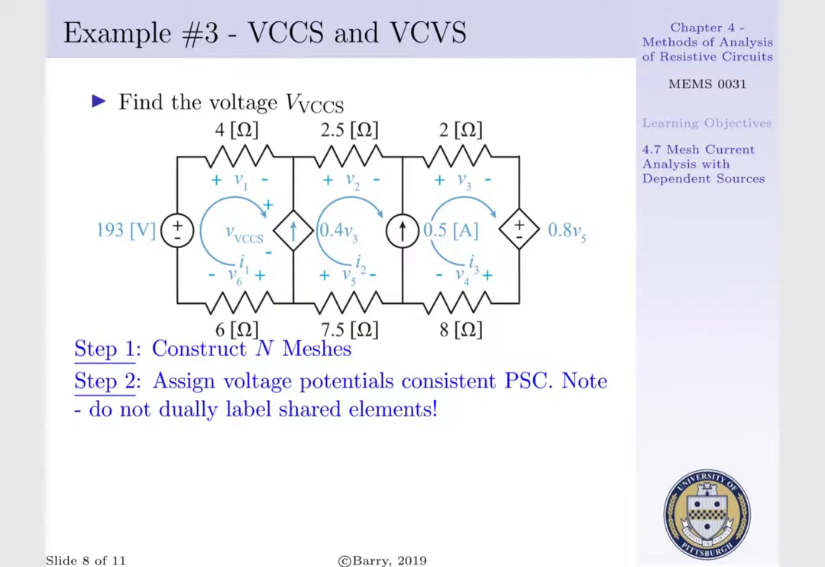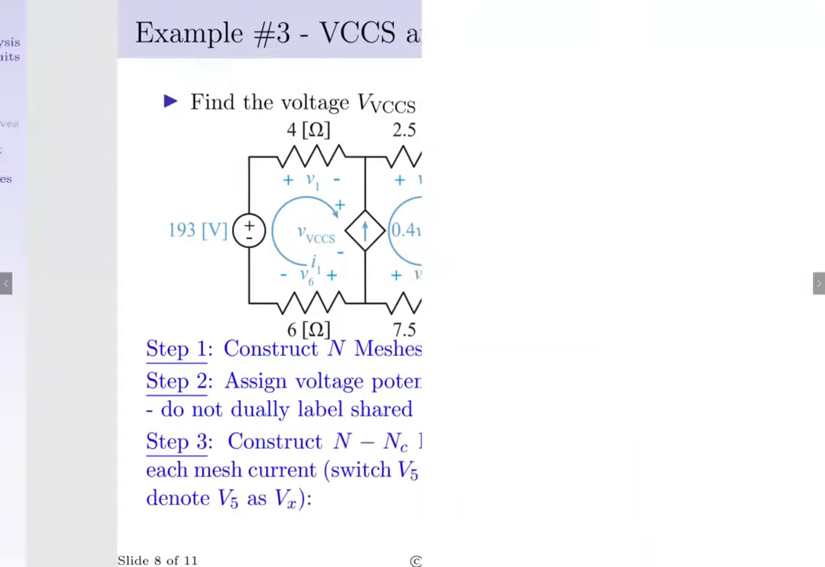V1 corresponds to a 4 ohm resistor, V2 corresponds to our 2.5 ohm resistor, V3 corresponds to our 2 ohm resistor, V4 corresponds to our 8 ohm resistor. We see that V5 was prescribed across our 7.5 ohm resistor, but it does not adhere to our passive sign convention, and V6 corresponds to our 6 ohm resistor. We'll change V5 in just a moment to make our analysis a little more simple.